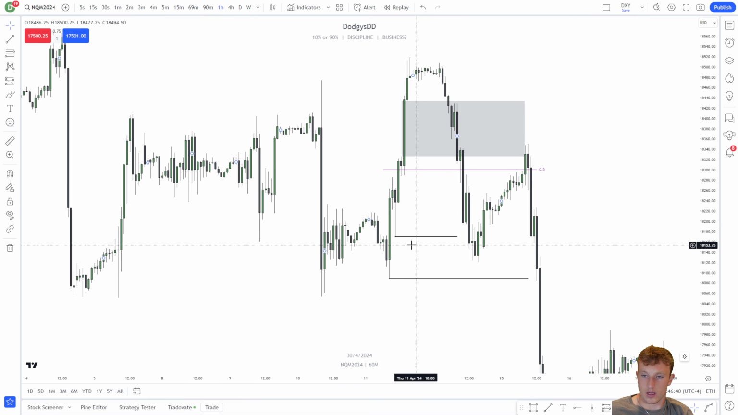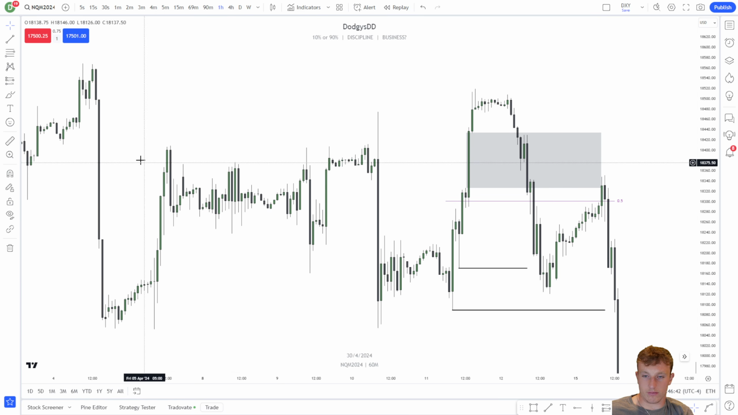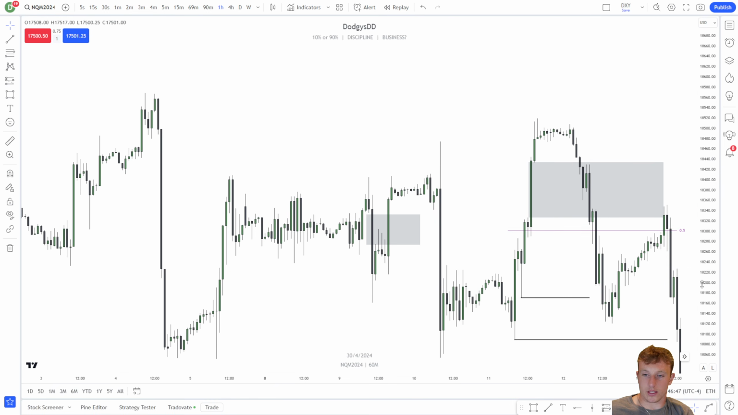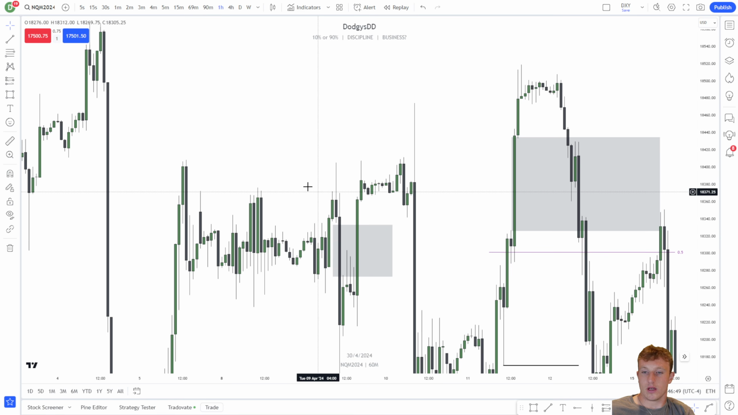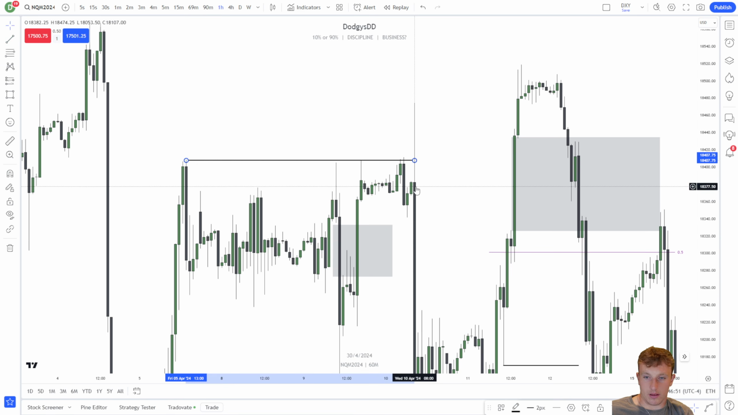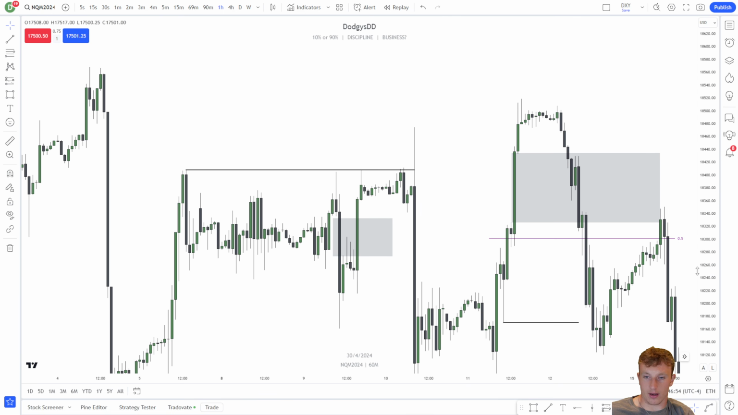It just depends. So again, you can see I use inversion gaps for bias. Now, when you use an inversion gap as a bias, like when I use this, my main target is this high. I don't really target any higher.